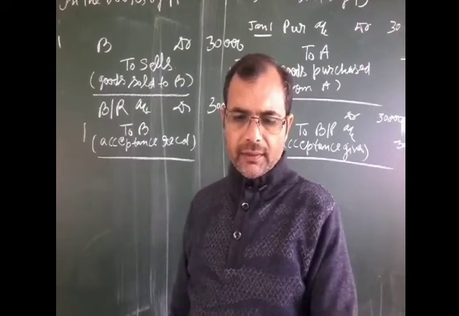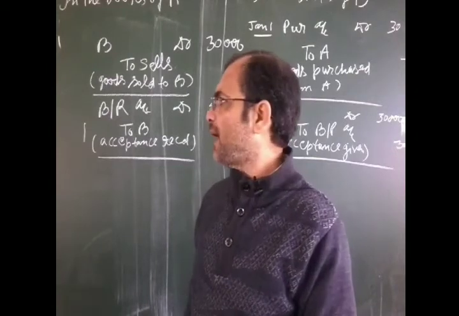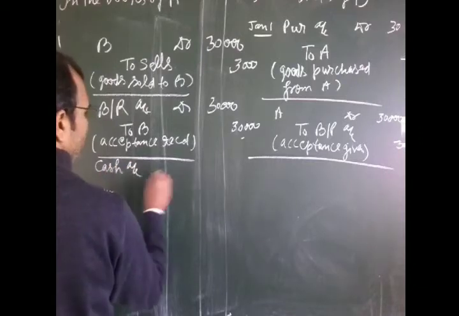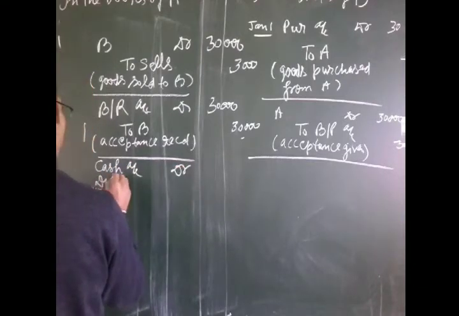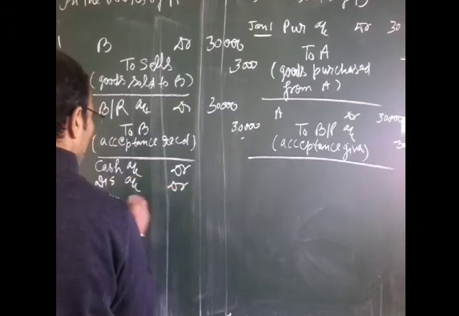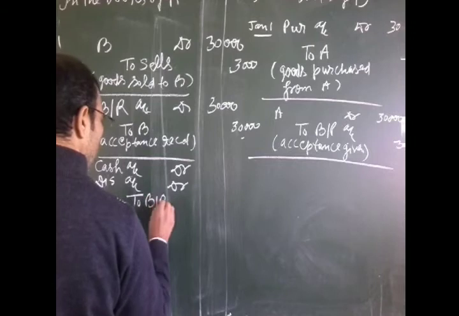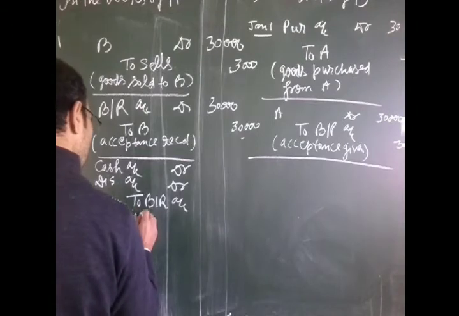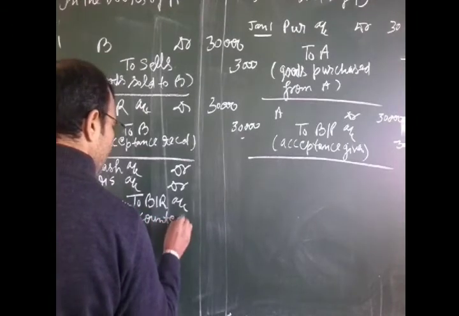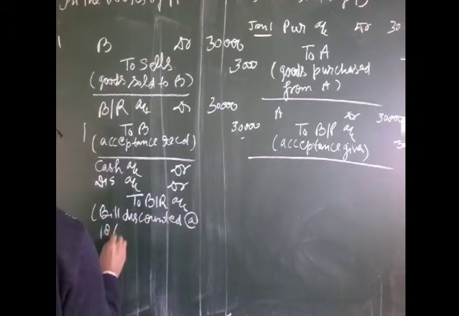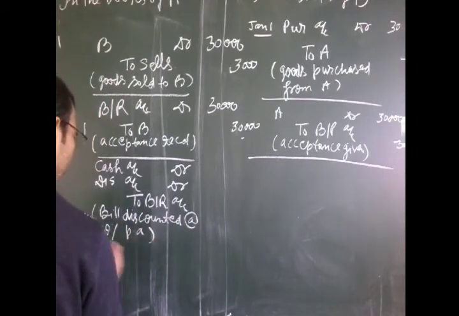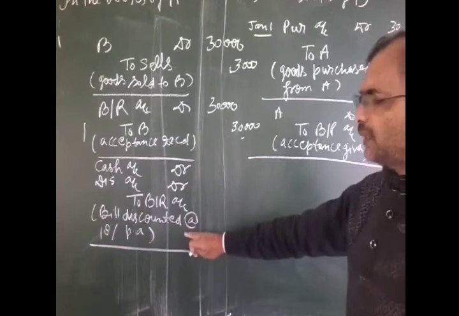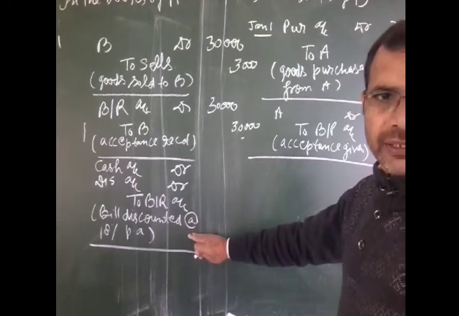He discounted the bill at the rate of 18% per annum. So we will write here entry cash account debit, discount account debit to BR. Bill discounted at the rate of 18% per annum. We will not make opposite entry here because bill was sent to bank for the discount.